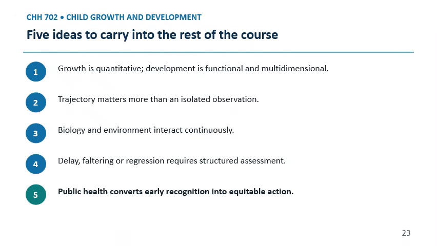I would like you to explain each point to yourself using an example. For trajectory, think of several weight measurements. For interaction, think of genetic potential expressed under different nutritional conditions. For early action, think of a caregiver concern that leads to assessment and support. Retrieval in your own words helps move the idea from recognition to usable understanding.